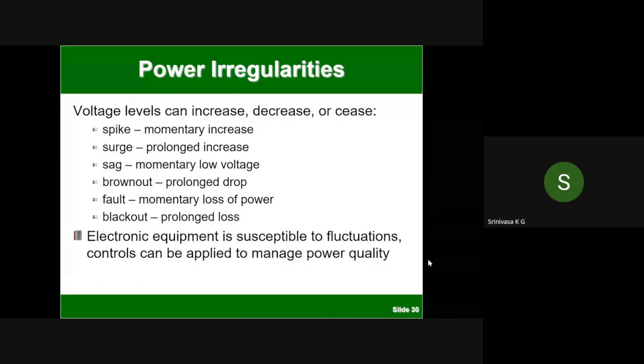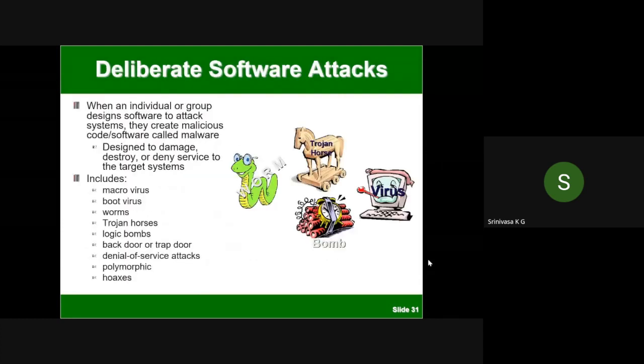Then the voltage levels can increase, decrease, or cease. It can be a spike, a momentary increase, or a surge, a prolonged increase; a sag, a momentary low voltage, or a brownout, a prolonged drop; a fault, a momentary loss of power, and a blackout, a prolonged loss. Electronic equipment is susceptible to fluctuations, so controls can be applied to manage the power quality.